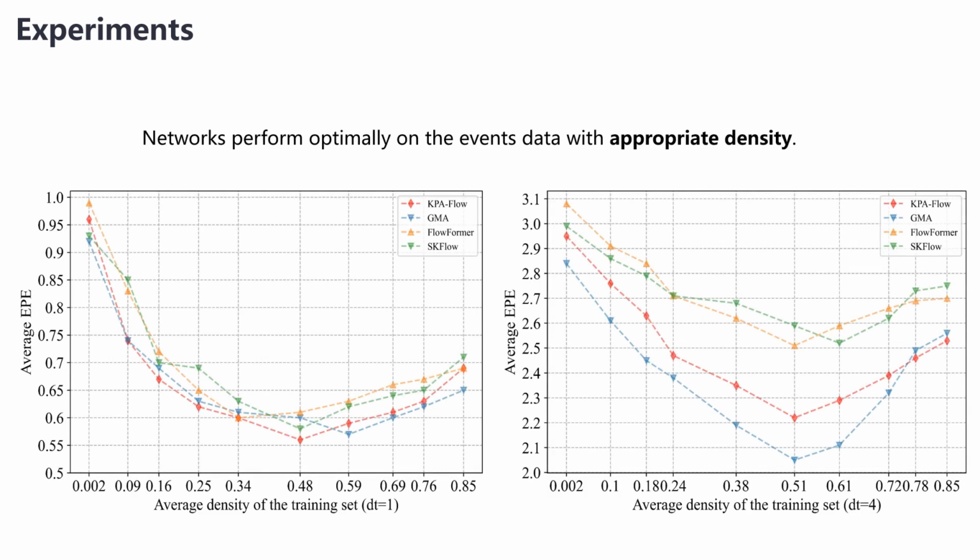Our MDR dataset contains event data with various densities, so we can examine the impact of input event sequence density on optical flow learning. The experiments clearly show that the optical flow networks perform optimally when trained on event data with appropriate density. This emphasizes the crucial influence of event data density on the network's performance.